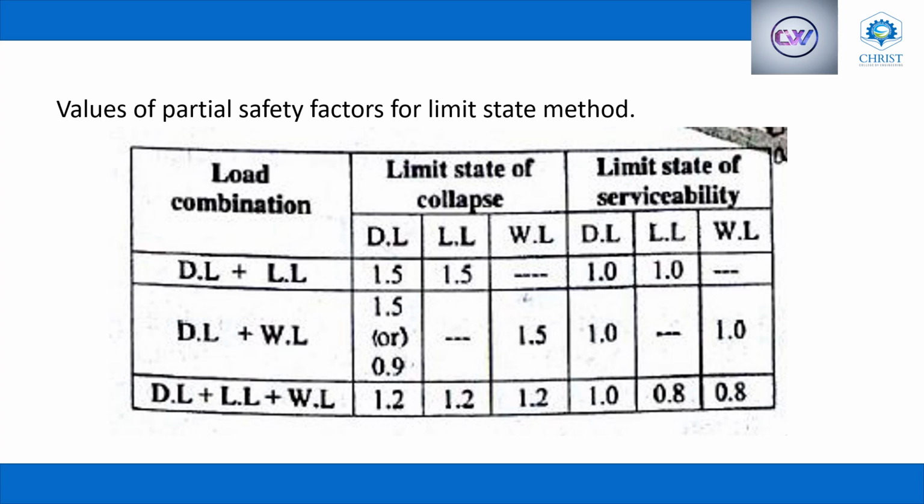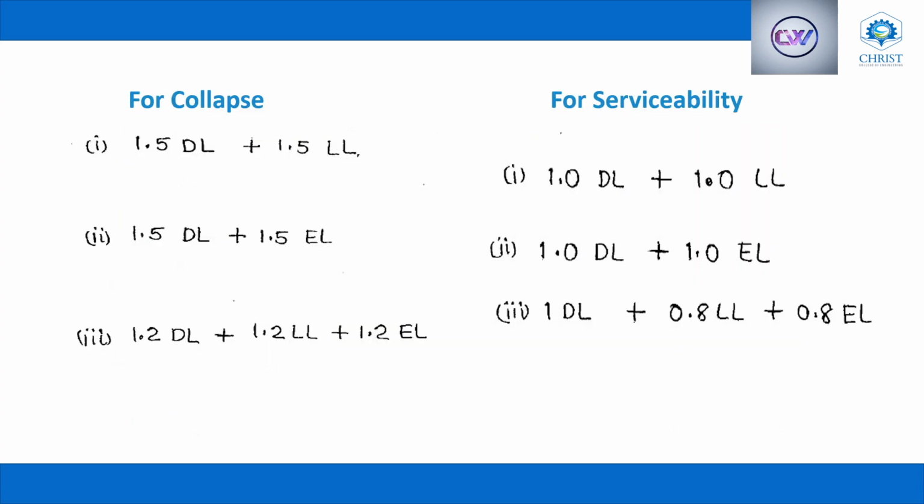Then for the combination of dead load, live load and wind load, we multiply with 1.2. Here it is 1.2 times dead load plus 1.2 times live load plus 1.2 times wind load. In the limit state of serviceability, it is 1 dead load plus 0.8 live load plus 0.8 wind load or earthquake load. So these are the equations when we design a structure for collapse as well as serviceability. Please look into the equations. They are very important for different kinds of exams, and are asked several times.